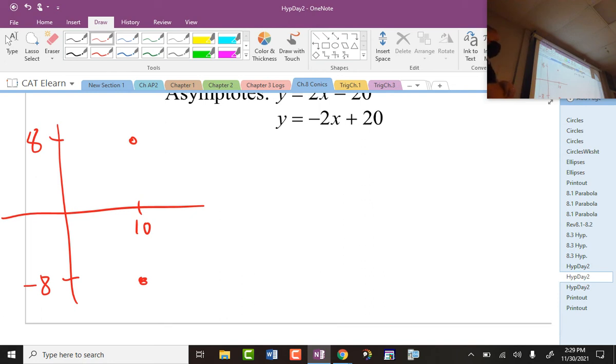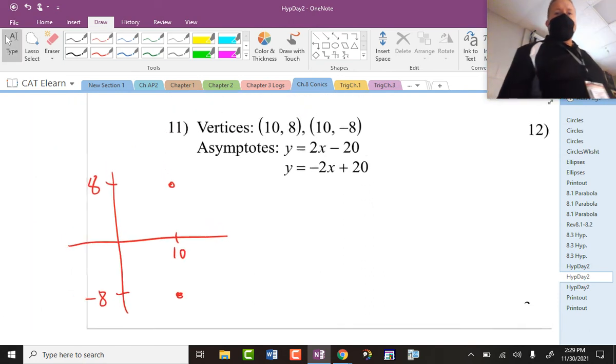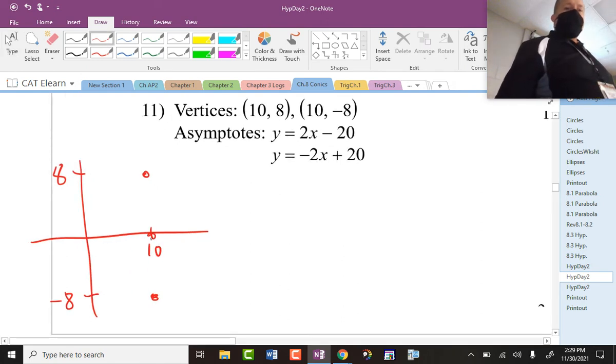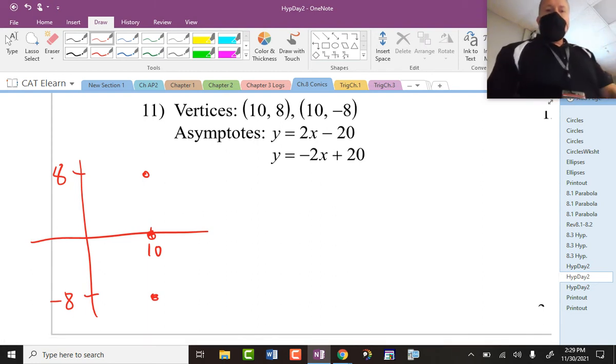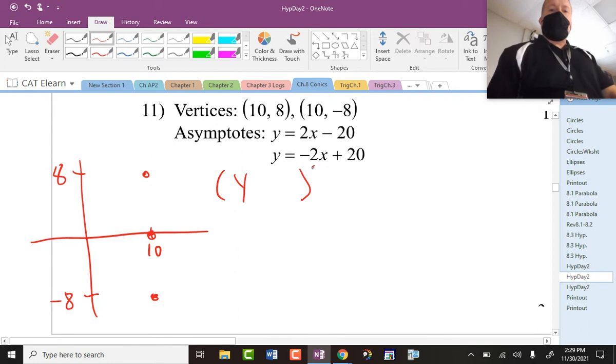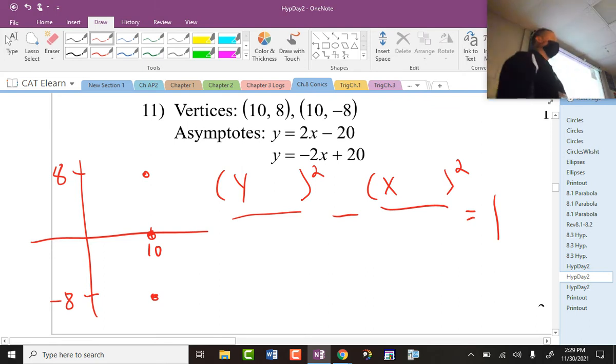Okay, where's my center at, Matt? 10, 0. Matt, what is this? Is this an x squared minus y squared or y squared minus x squared? You are correct. So, Matt, you have already accomplished 2 out of 3 points because you at least understand that. And then you have 3 of the 4 missing parts here.